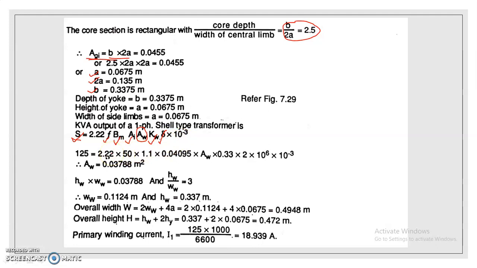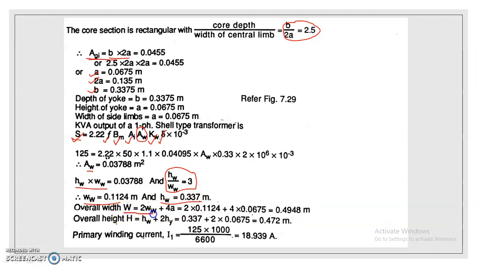Now substitute all the values we know and calculate AW, that is the window area. For the window area we know HW into WW, and we know the relation as given in the problem statement: height of the window divided by width of the window is equal to 3. By using this relation, we can calculate WW and HW. Just follow the relation as we saw in the last figure.